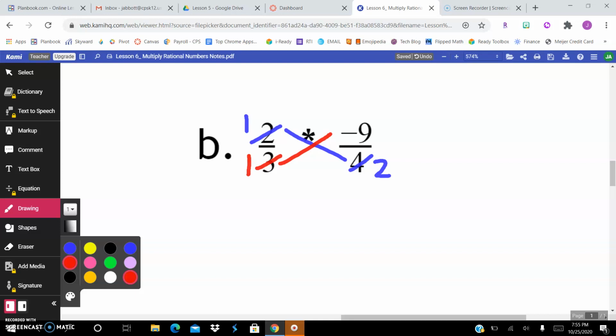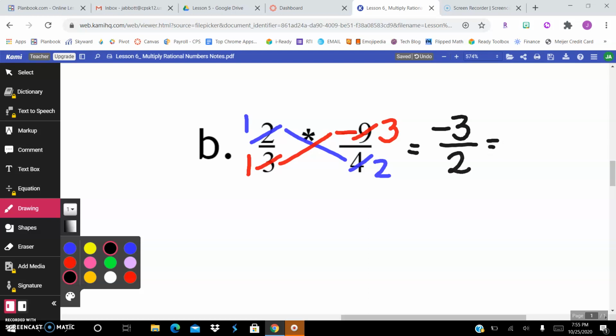So 3 divided by 3 is 1, and 9 divided by 3 is 3. Don't forget about that negative sign that's still there. Now I can multiply across the top. And 1 times negative 3 would be negative 3. And across the bottom, 1 times 2 would be 2.